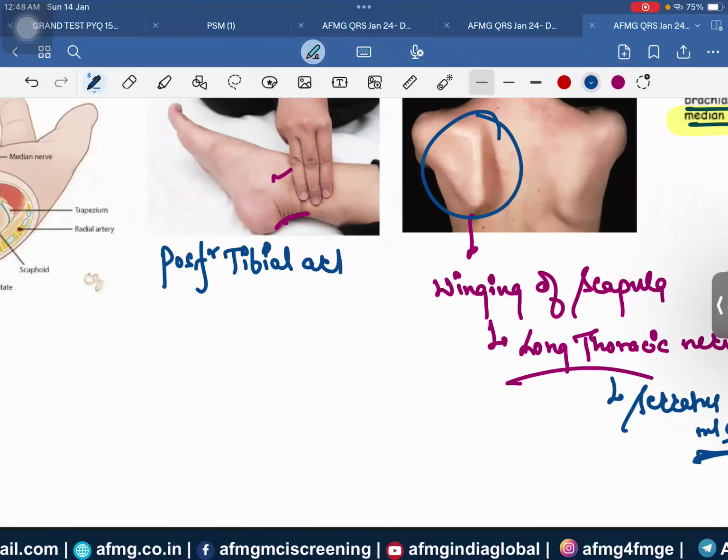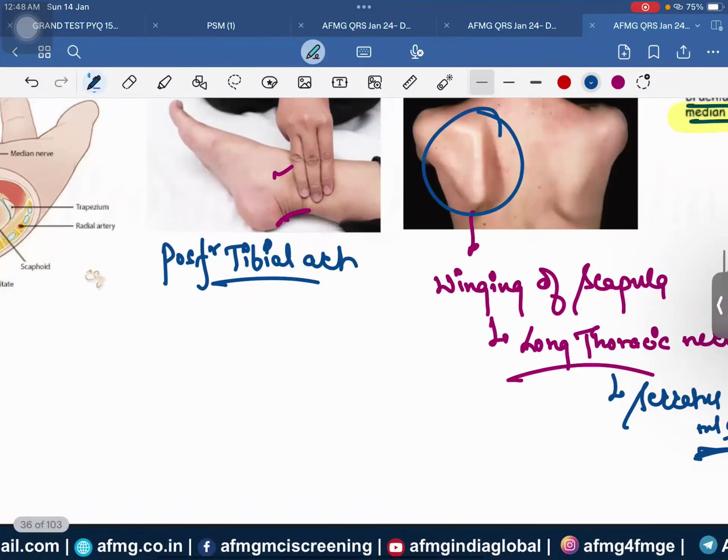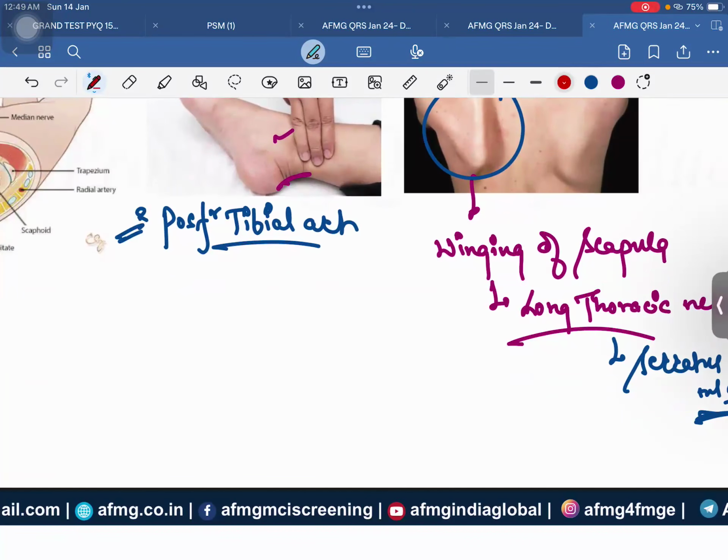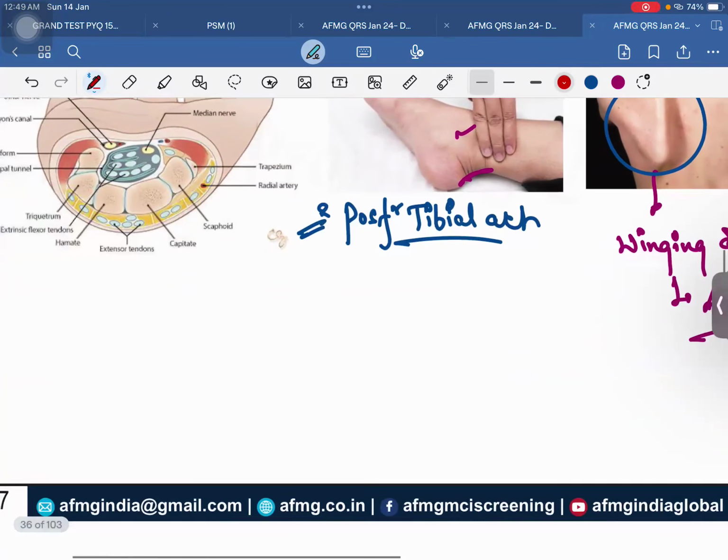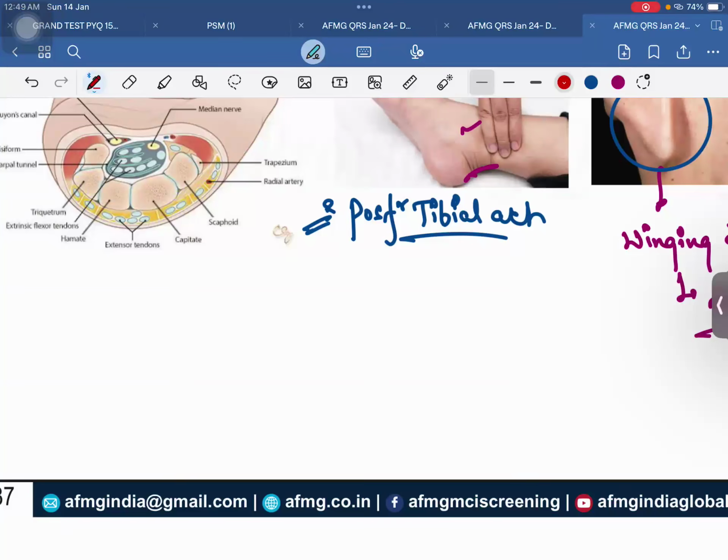Whereas if I say on the navicular bone or between the first and the second metatarsal, beta, if you try to palpate the artery, please remember, that artery is definitely going to be what? It is going to be your dorsalis pedis artery. So please remember that. Against navicular or between first and second metatarsal, it is dorsalis pedis. Between tendo Achilles and medial malleolus, it is the posterior tibial artery.